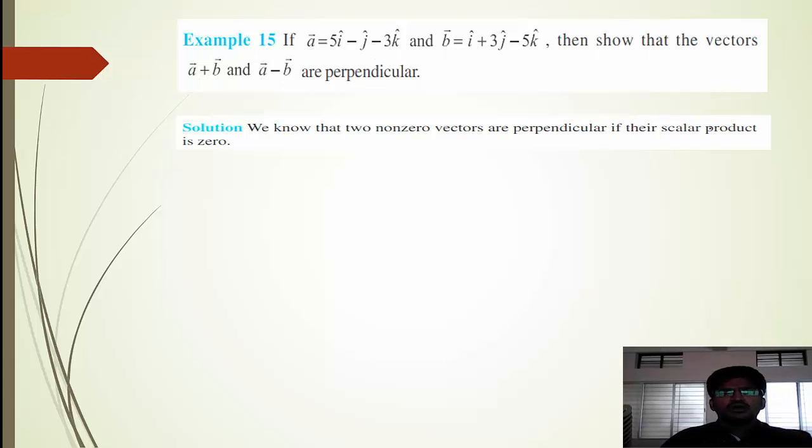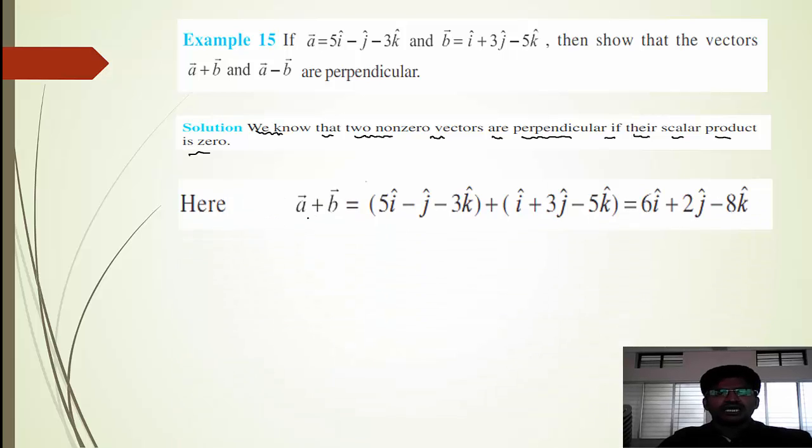So here we know that two non-zero vectors are perpendicular if their scalar product is 0. So no problem, let us solve the scalar product. Before that, first I will calculate vector A plus vector B.